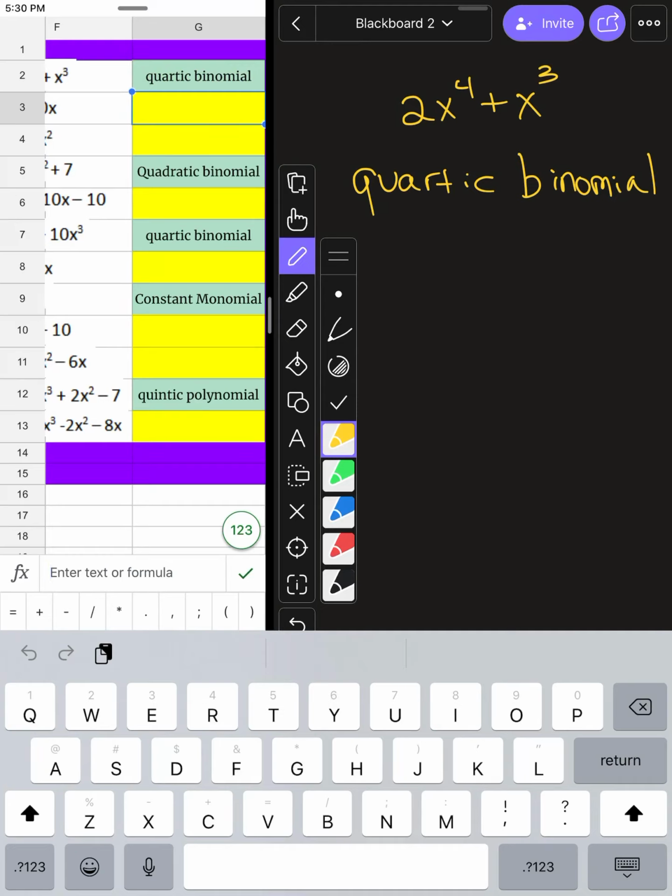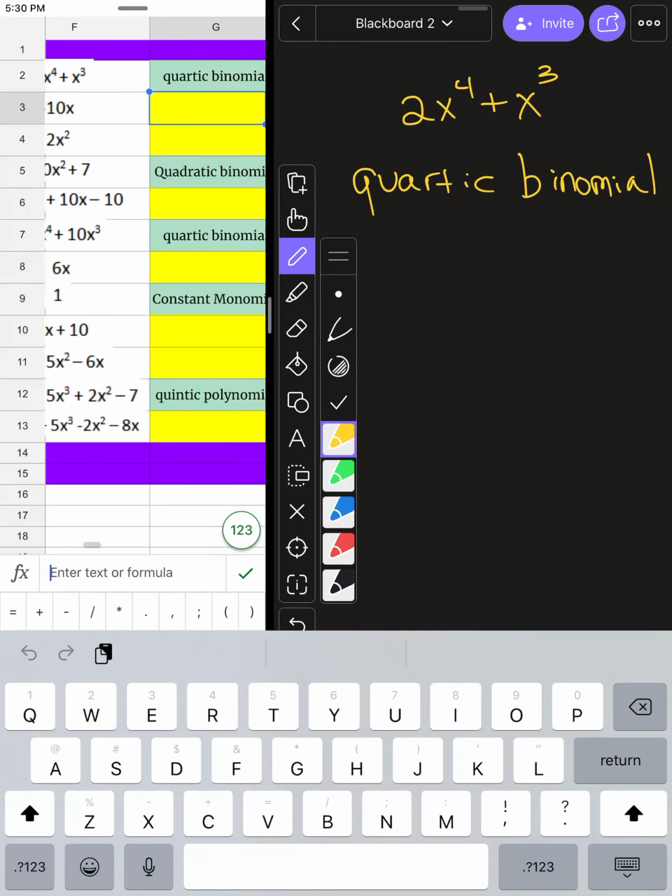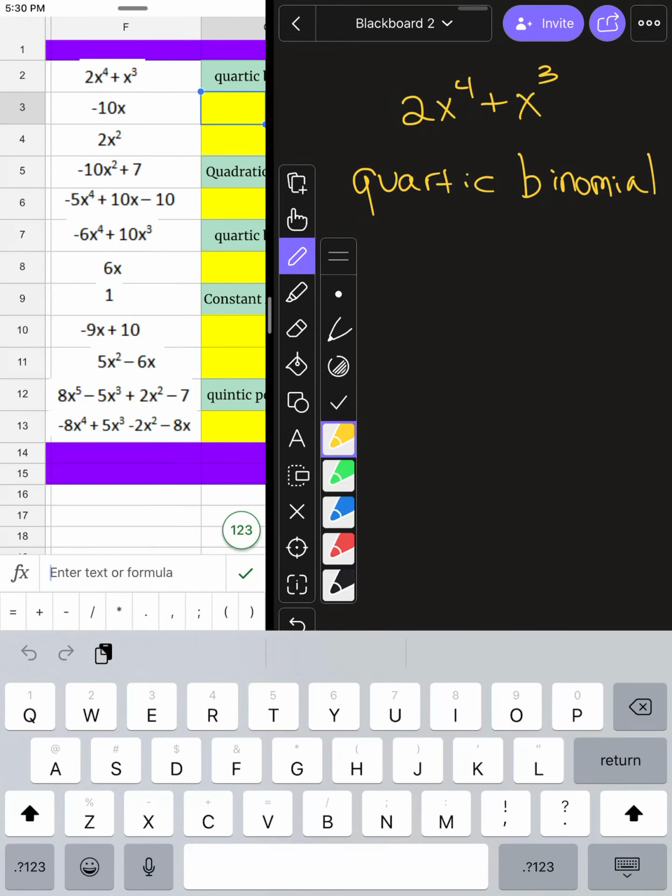And if I get it right, that square is going to turn green. If you don't get it right, it's going to stay yellow. So you see how I typed that in and it turned green? That means it's right. Let's move down to the second one.